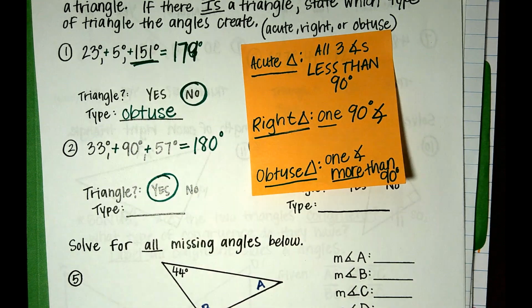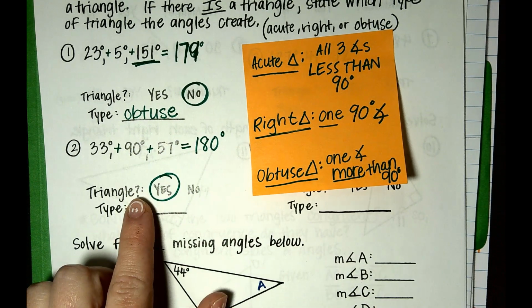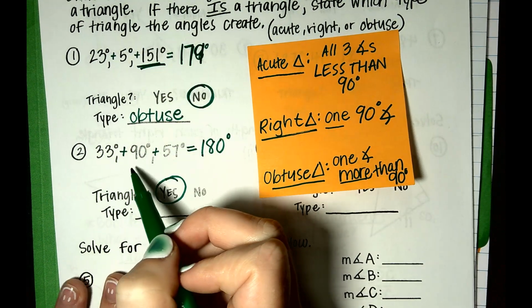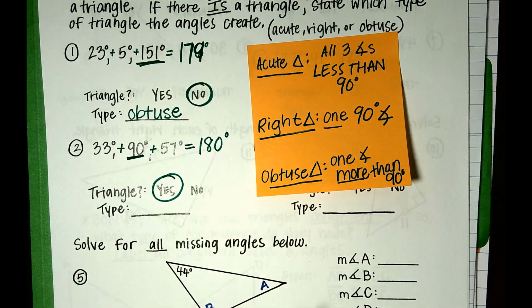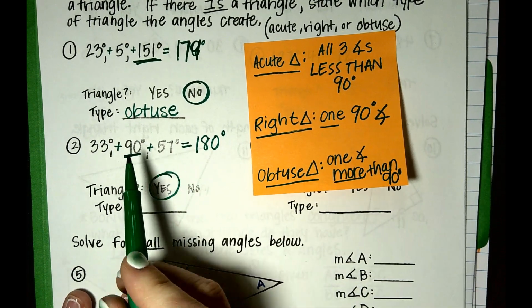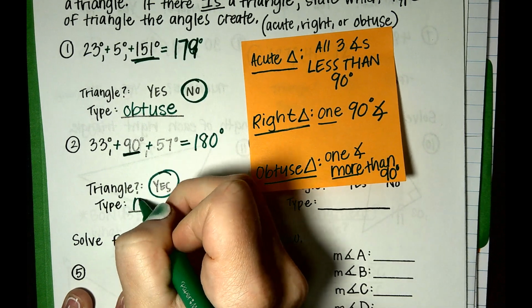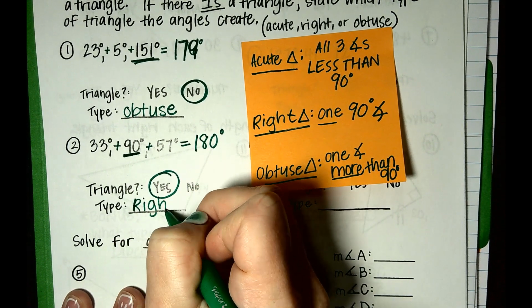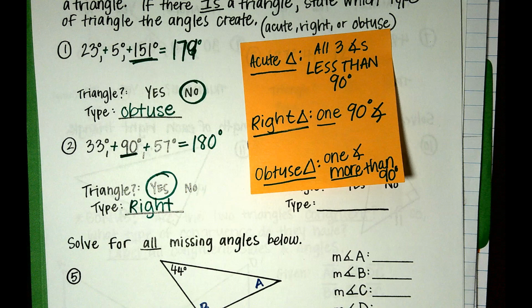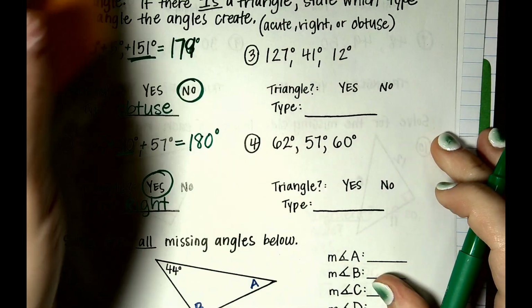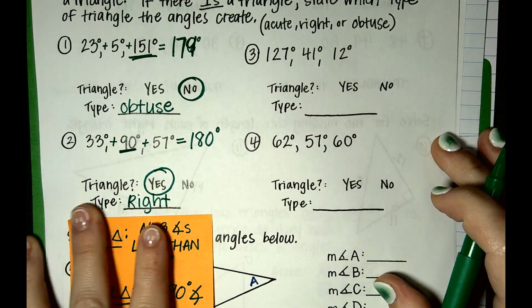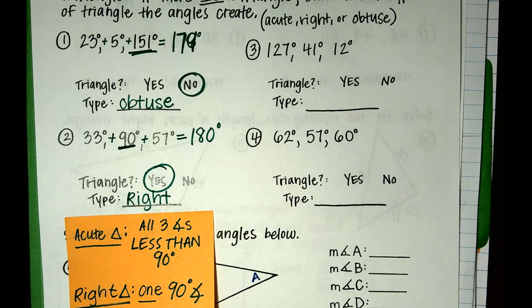We circle yes. What kind of triangle is this? What type? A right triangle. Why is it a right triangle? Because of the 90-degree angle. This is a right triangle. Good. That's okay. Hey, that's why we go over it together.